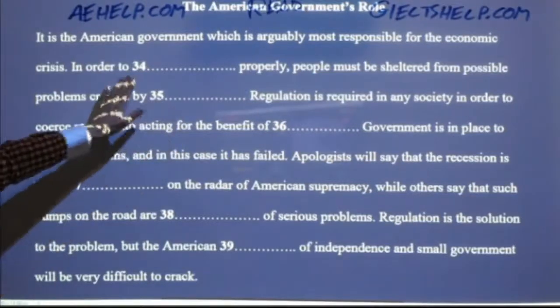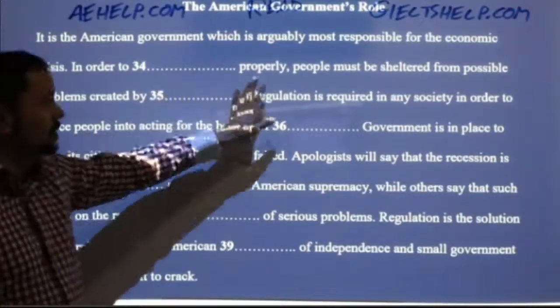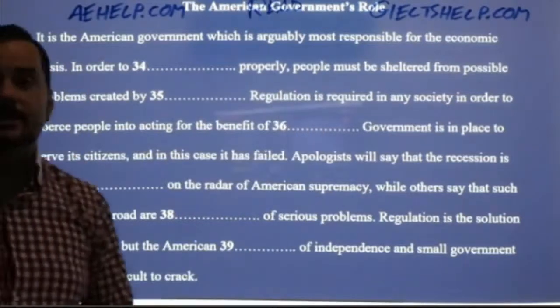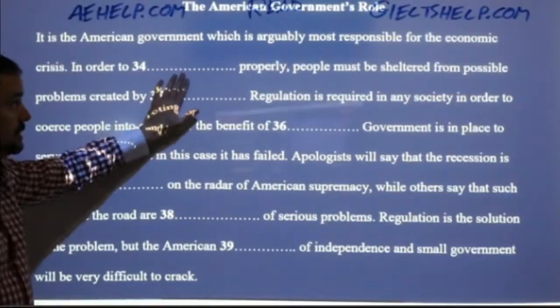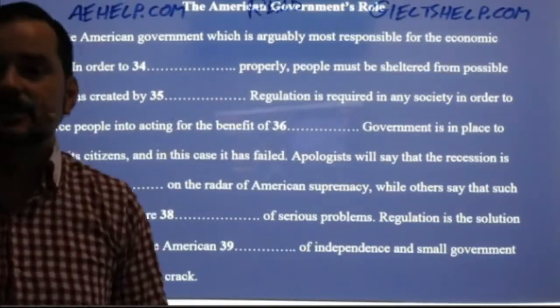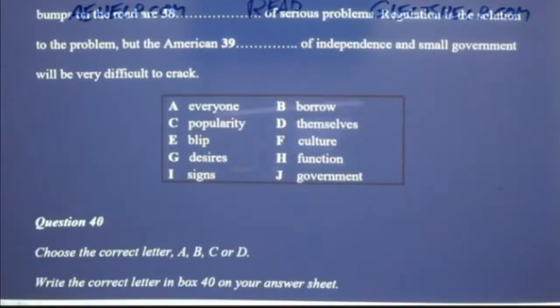So in order to what properly? What do you think would go in there in this passage? So in order to something properly, people must be sheltered. More it says function properly. Yeah, I think function or work properly, something like that. Yeah, absolutely. Let's see if there's a word like that in there. Is function in there? Yeah, so in order to function properly, I would agree. Work or function. Work and function are kind of synonyms. You won't see both in the choices. Which one is it? Okay.